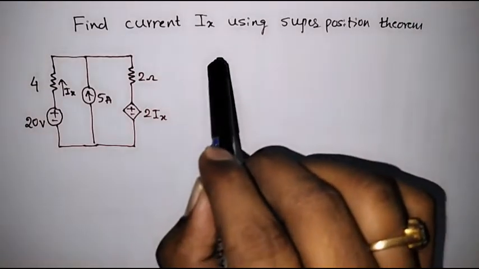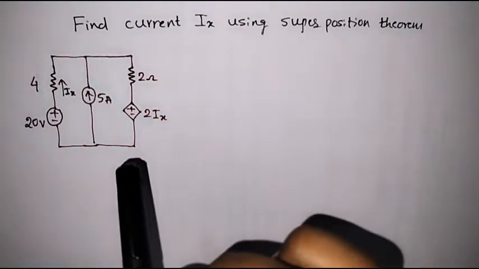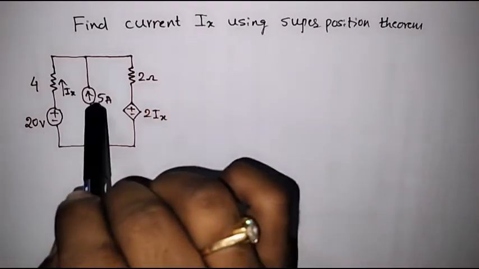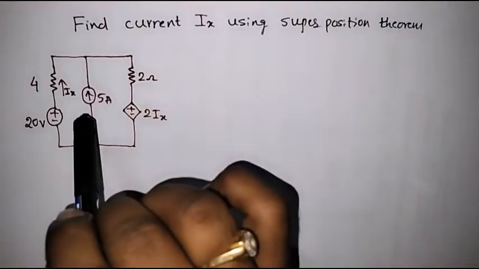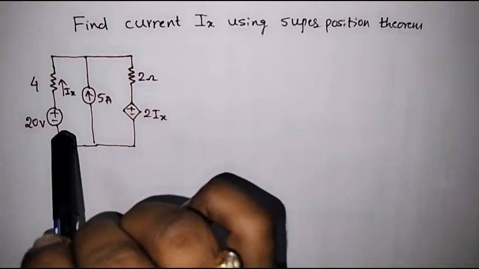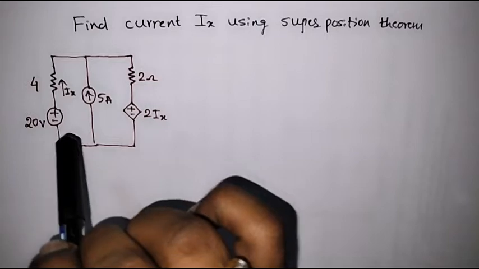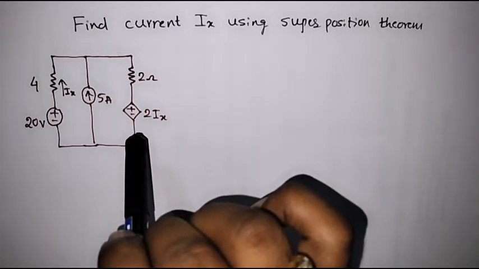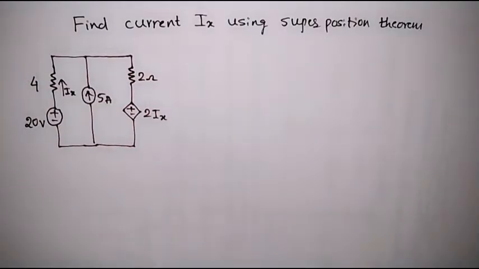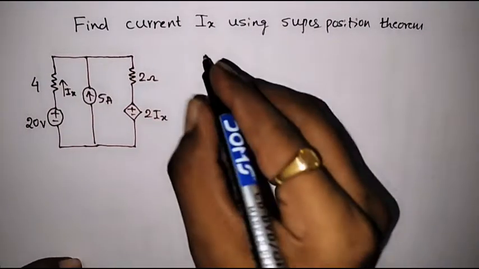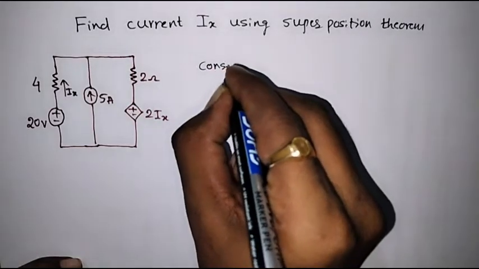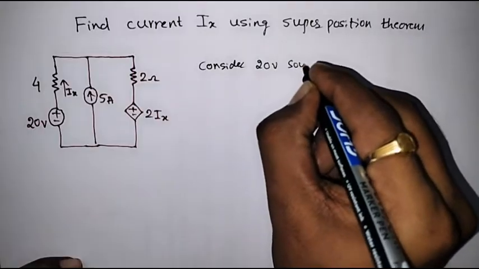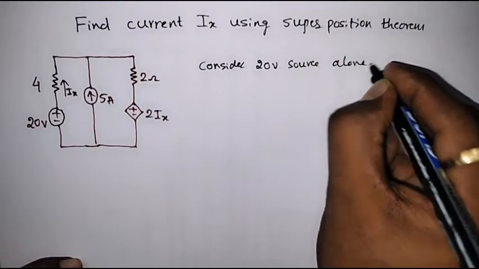To find current Ix using superposition theorem, we are supposed to consider one source at a time. So here we have two independent sources. Among the two independent sources, we consider one independent source at a time. We should not disturb the dependent source. The dependent source should be kept as it is. So now we'll consider the 20 volt source alone.